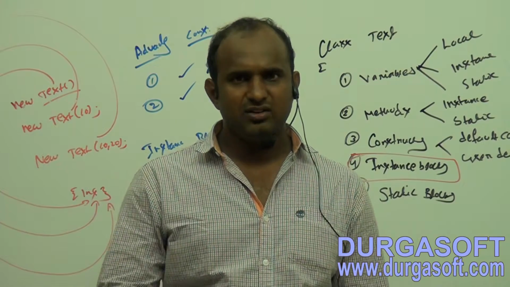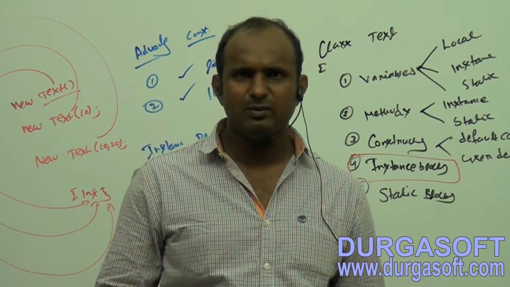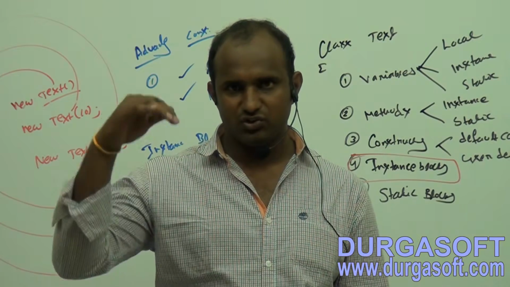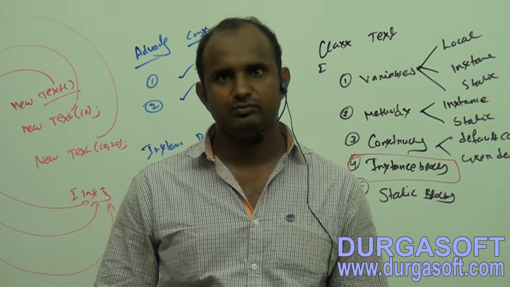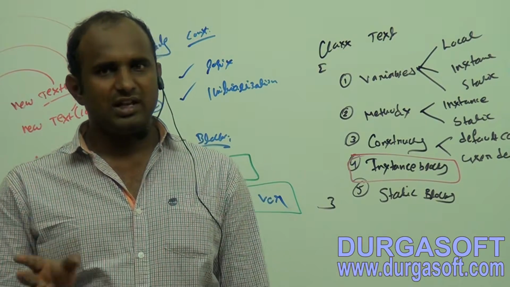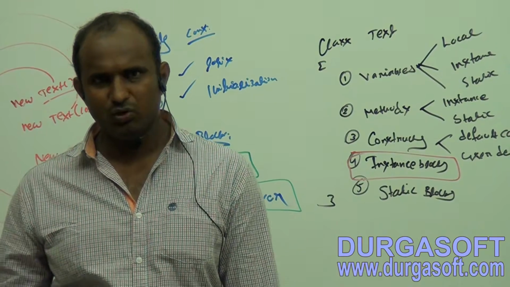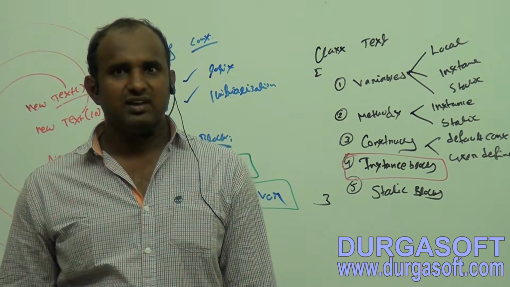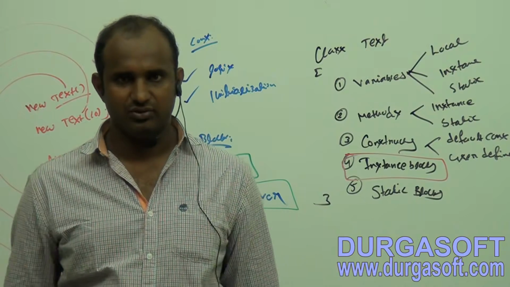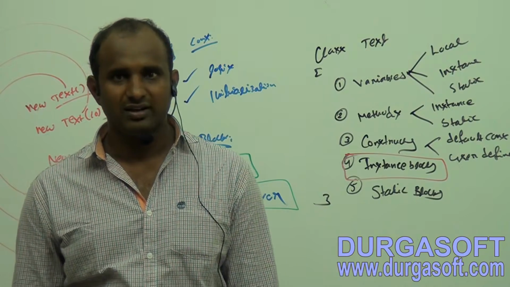Inside the class it is possible to declare a single instance block or multiple instance blocks. Obviously multiple instance blocks are possible. The execution order is top to bottom. Clear? What is the syntax of instance blocks? Open brace and close brace. So instance block execution depends on object creation but not on constructor execution.